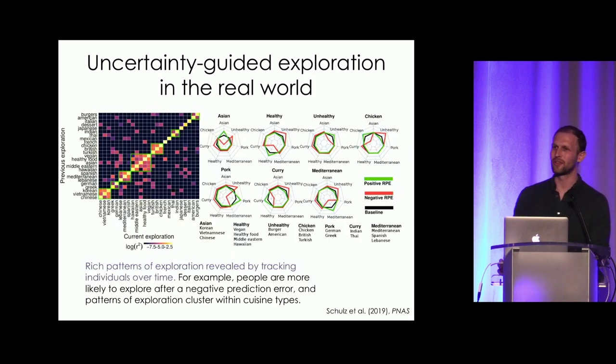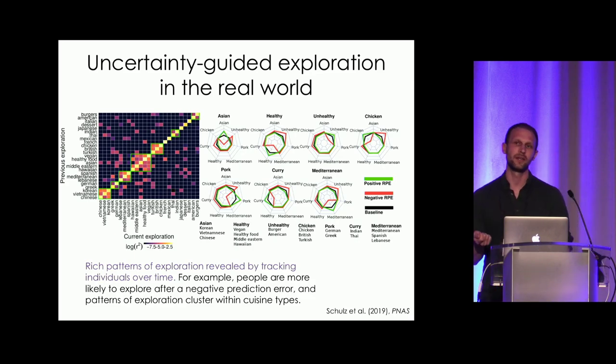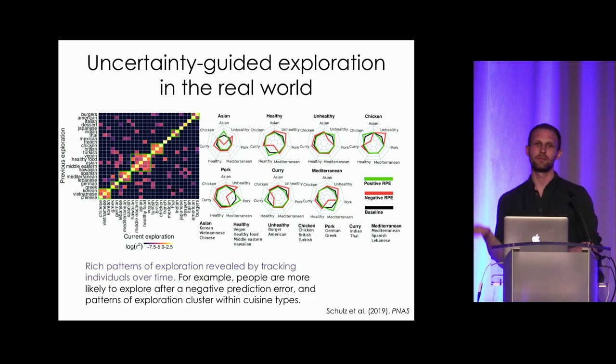There are lots of other cool things that I could tell you about this data. I'm not going to dwell on this too much, but one thing that you can do is look at patterns of exploration within different cuisine types, and also as a function of prediction error, like whether someone thought that a restaurant was better or worse than expected. Among the things that we found here are that people are more likely to explore after a negative prediction error, and that patterns of exploration tend to cluster within cuisine types. Okay.